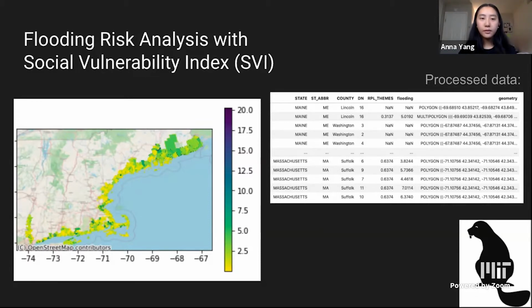So the image on the right shows a snippet of the process data used to map the flooding risk analysis. As you can see, it shows the state, county, and specific coordinate location. The DN represents the likelihood of flooding, and the RPL themes show the social vulnerability. The column labeled flooding, which is the value being graphed on the map, is the product of the DN and RPL columns.